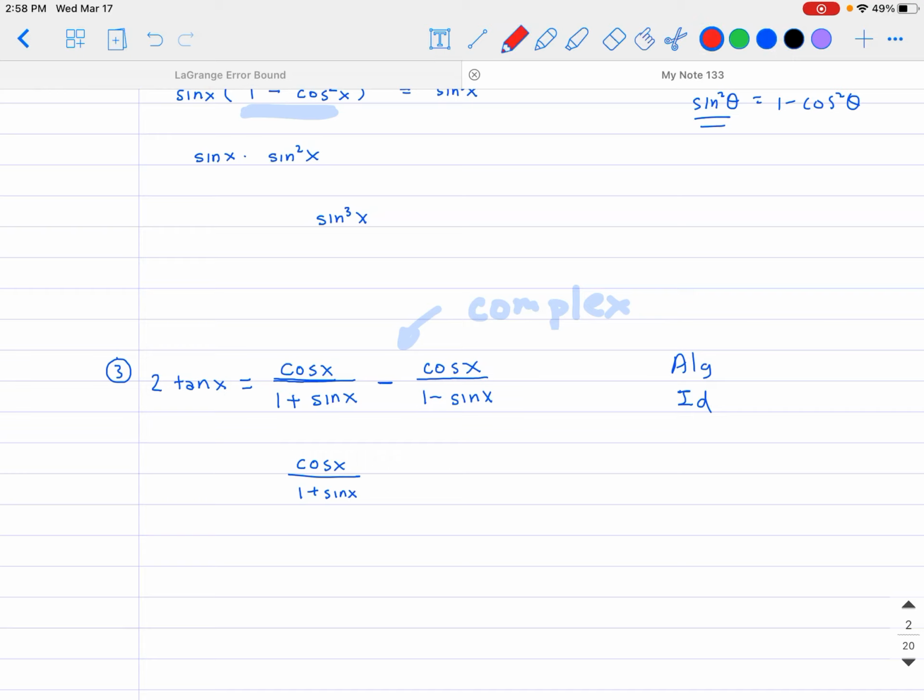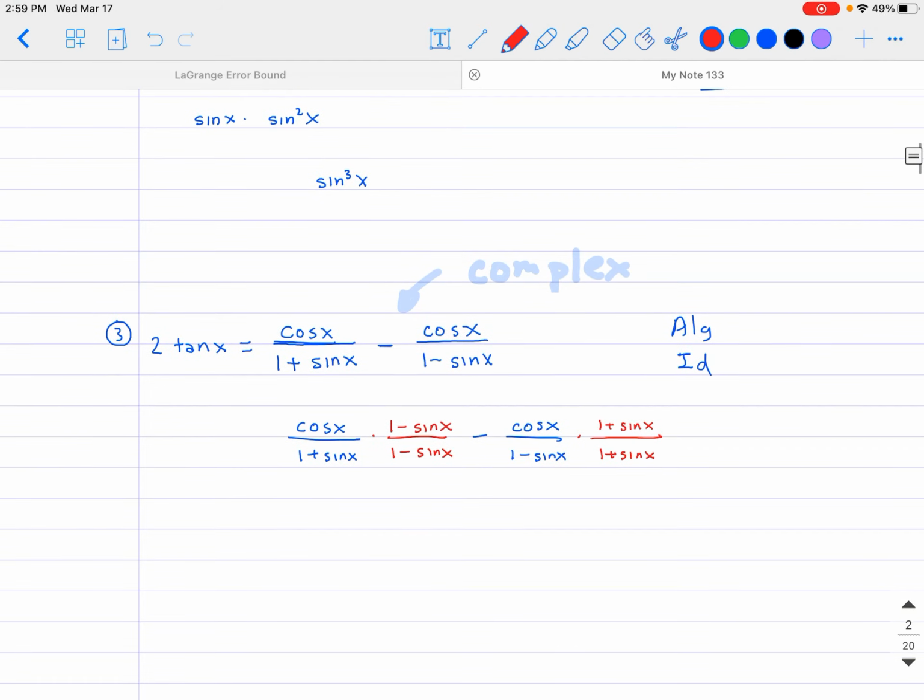I'm going to multiply both top and bottom by 1 minus sine of x, like so. Then for the other term, where we have minus cosine of x divided by 1 minus sine of x, I'm going to multiply by the other term's denominator, which is 1 plus sine of x, to both top and bottom. Now we have to clean up the algebra, because that's usually what happens.